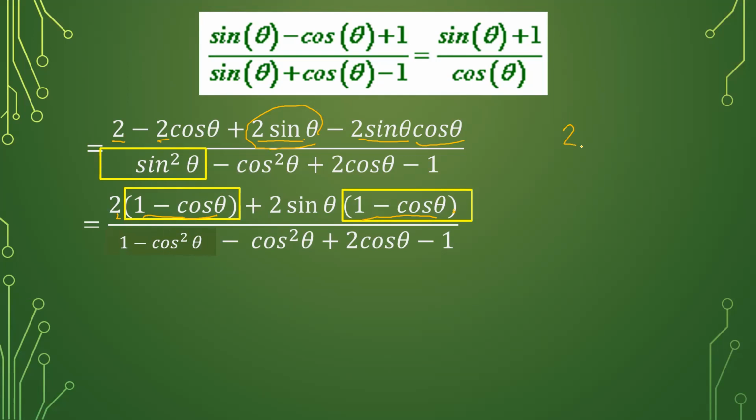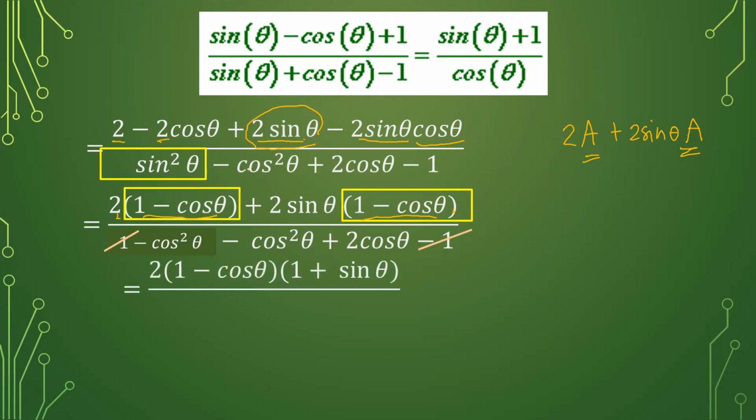Parang it's like having 2a plus 2 sine theta times a. Di ba? So, the a there, which is that box expression, is the common factor. So, labas natin yun. Tapos, sa baba naman, the 1 minus 1 will cancel out. Okay? So, ayun yung numerator natin. Nilabas yung 2. Tsaka yung box expression, yung 1 minus cosine theta.